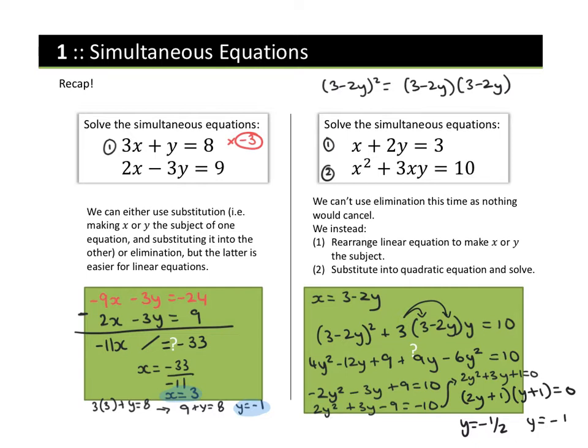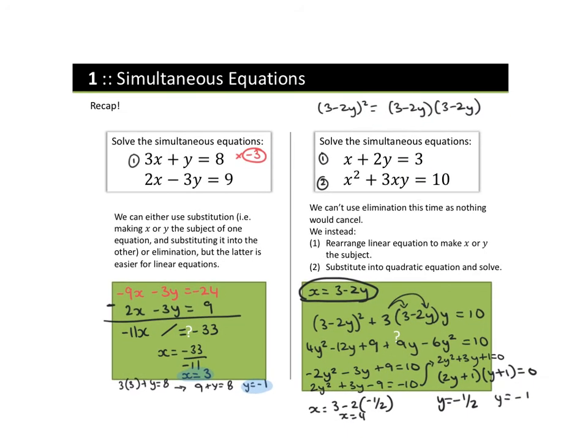Now that I have my values for y, I'm going to substitute them back into my rearranged equation. So x equals 3 minus 2 lots of minus a half, which is x equals 4. And then I'm going to get x equals 3 minus 2 lots of minus 1, so x equals 5.